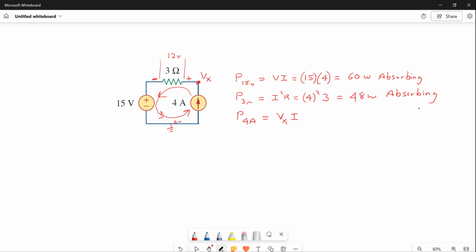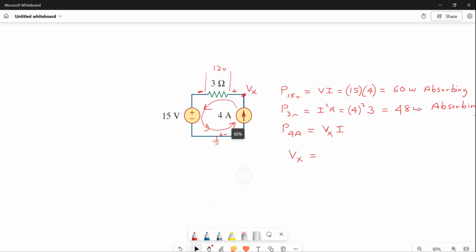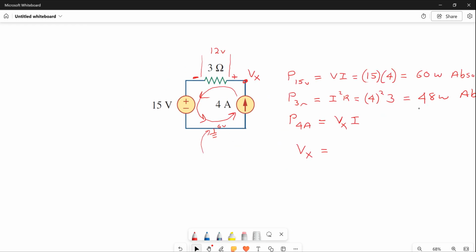Well, let's see. Vx is equal to, I'm going to start at this ground point right here, which is 0. And I'm going to move around. It's really Kirchhoff's voltage law. Going around the loop, you go up 15, so you're up 15 volts. That puts you up here. Now we want to go over to Vx, and you're going up another 12. So you have 15 plus 12, which equals 27 volts. Vx, the point right here, is 27 volts.